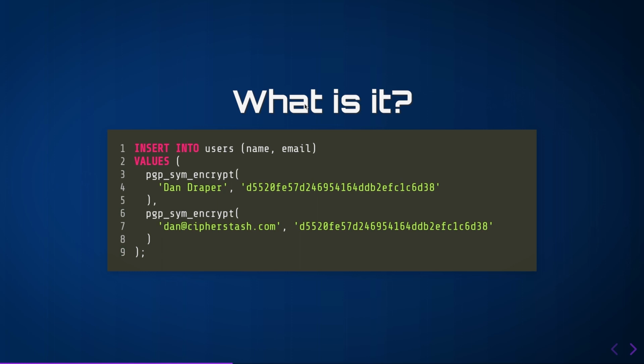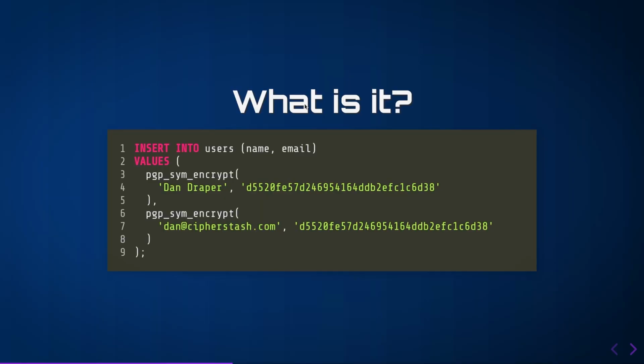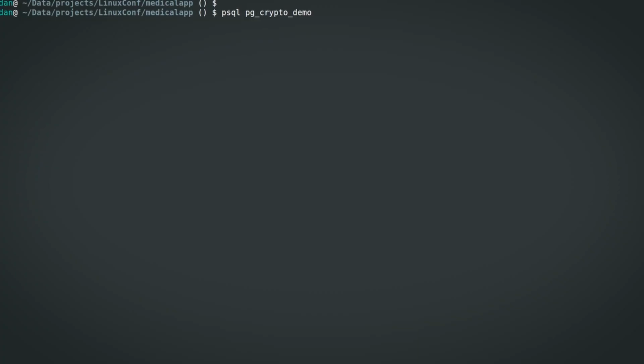pgcrypto provides a whole bunch of functions, but one example is the pgp_sym_encrypt function. pgp_sym_encrypt uses the Pretty Good Privacy library under the hood, performs a symmetric encryption using a pre-shared key, and in this case I'm using it to encrypt my name and email address for the data that I'm storing in the table. So I've created a little demonstration database here called pgcrypto_demo.